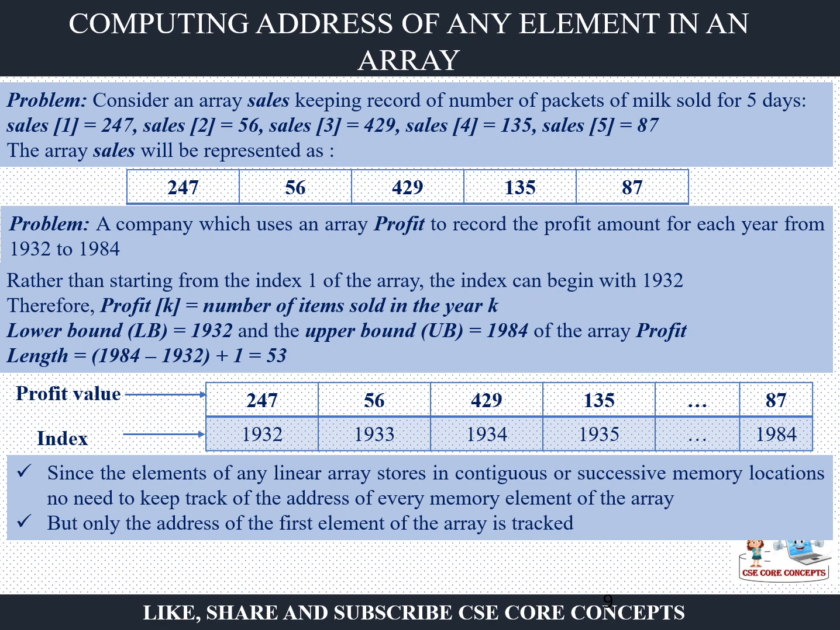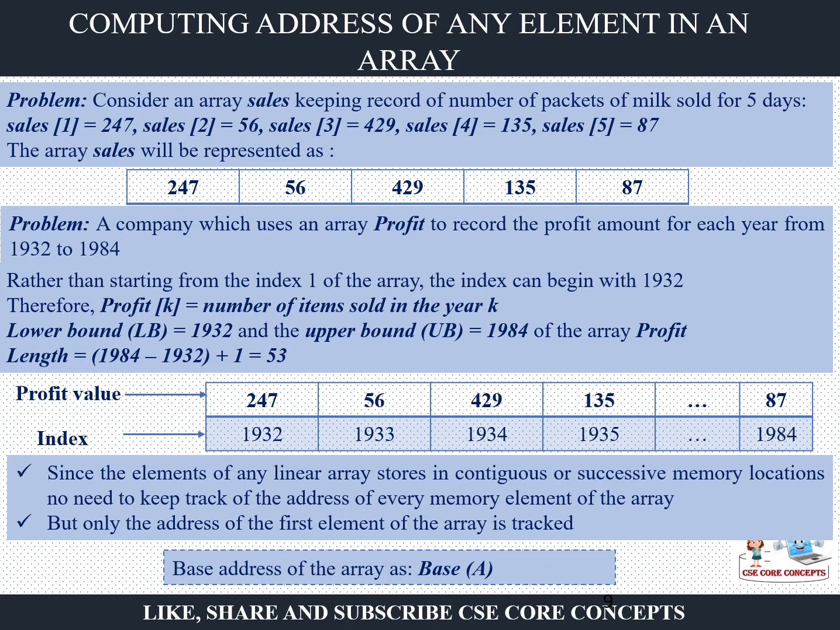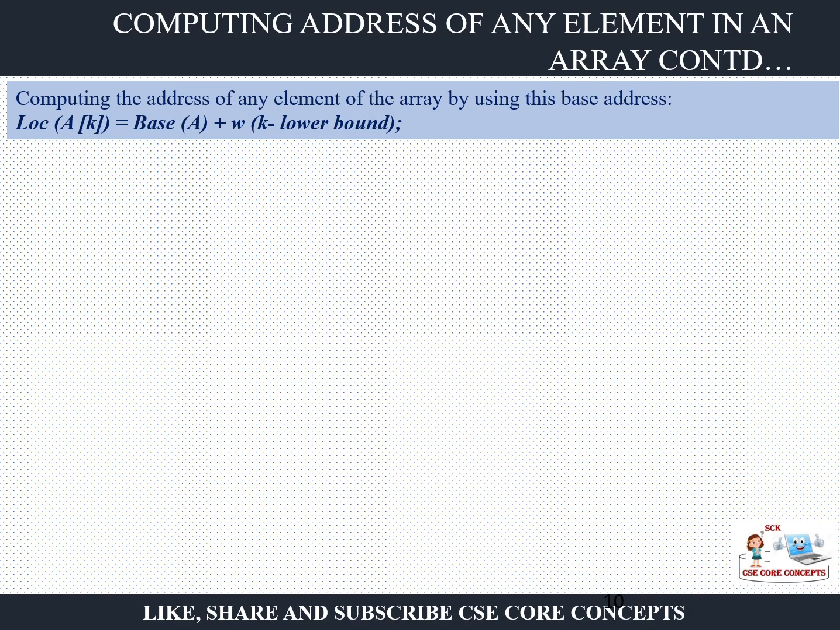Since it is stored in a contiguous location, we need to keep track of the memory location. Do we need every location? We do not. Even only the first memory location is enough. But if I want to find out the memory location of some other element in the array, how will I? The first location of the array is called the base address. Using this base address, I can reach any location of the array.